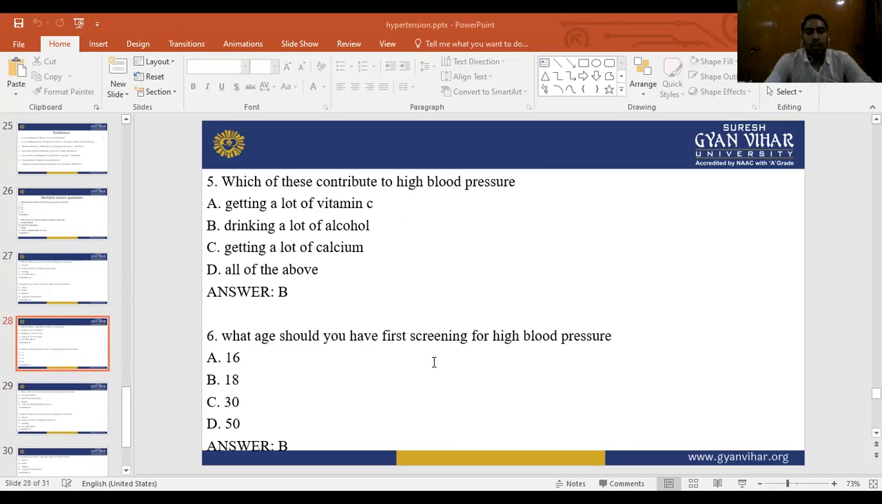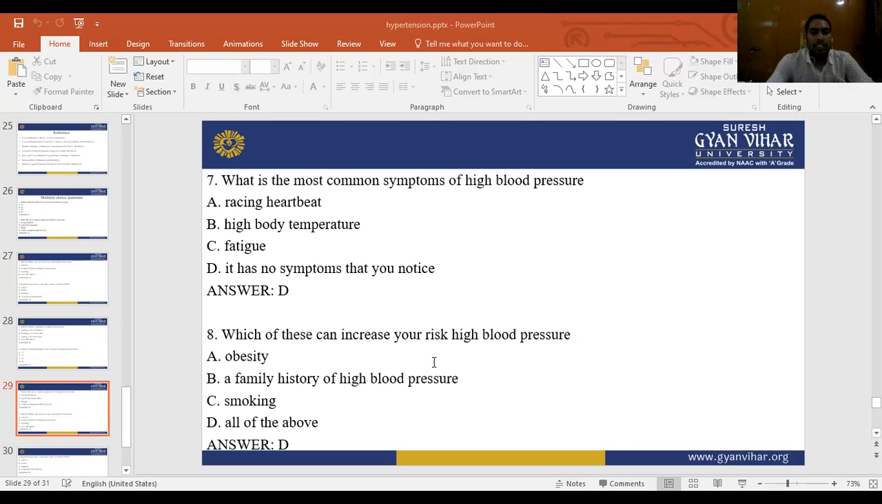What age should you have first screening for high blood pressure? The right answer is B, 18 years. What is the most common symptom of high blood pressure? Option A is racing heartbeat. Option B is high body temperature. Option C is fatigue. Option D is it has no symptoms that you notice. The right answer is D.